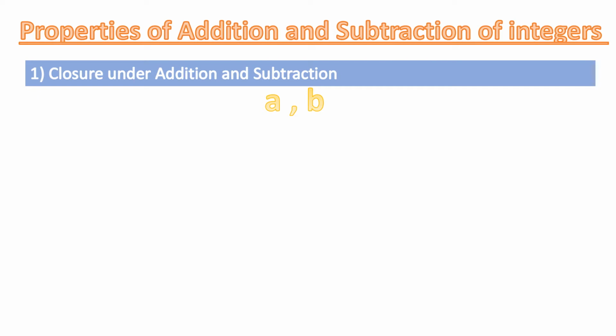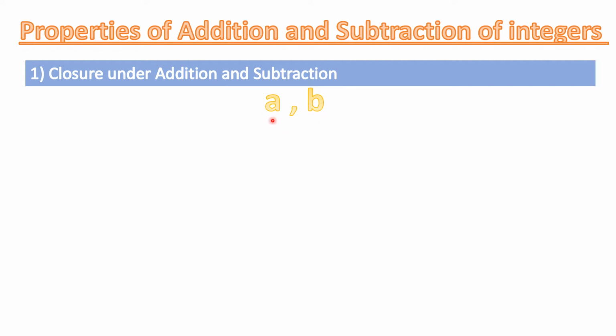The first property is called the closure property, closure under addition and subtraction of integers. So let's look at this closure property. What does this closure property tell us? It tells us that if we take two integers, a and b. Now you must be wondering why a and b. A is not a number, it's a letter. B is also not a number, it's a letter, right? So we take letters to replace numbers, to represent numbers.